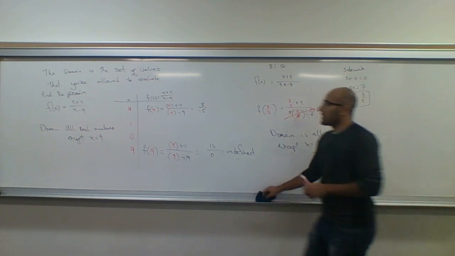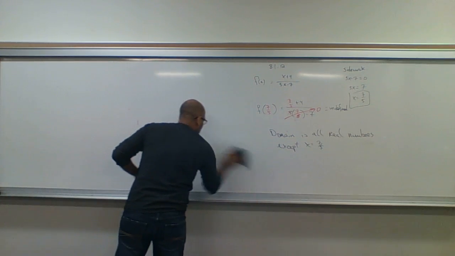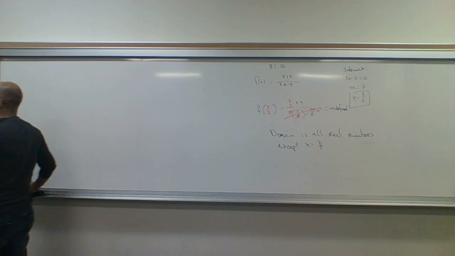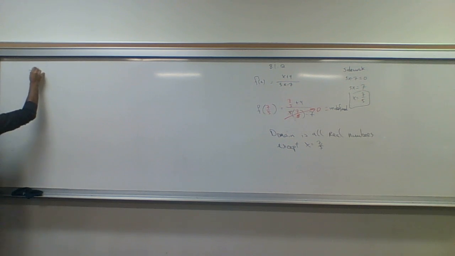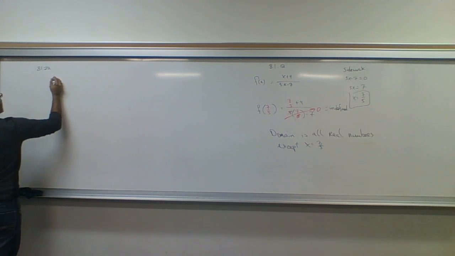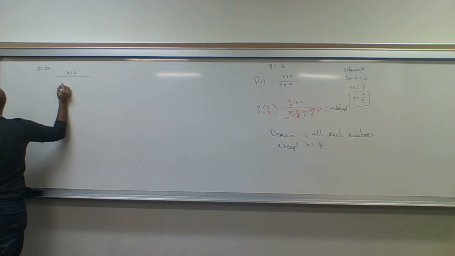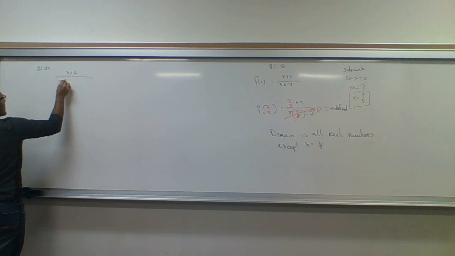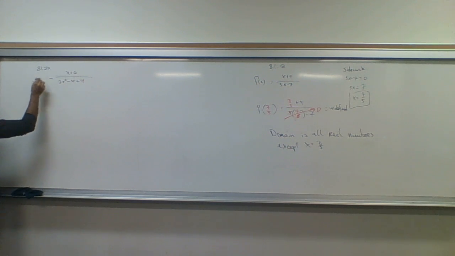Okay, let's do one more that's a little harder. So what if the function, how about number 22? x plus 6 over 3x squared minus x plus 4, and then there's this minus out here. Yeah? Okay, so find the domain is the question. Find the domain.